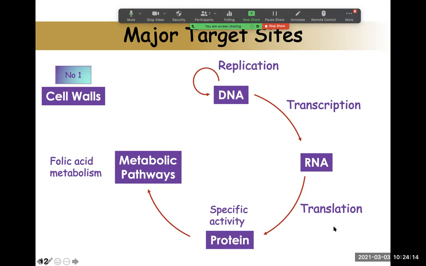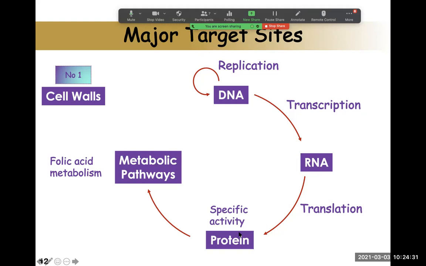So the ribosomes are very different for all the pathogens. So targeting the ribosomes is also one way to get rid of pathogens. And then you go after specific activity of a protein.